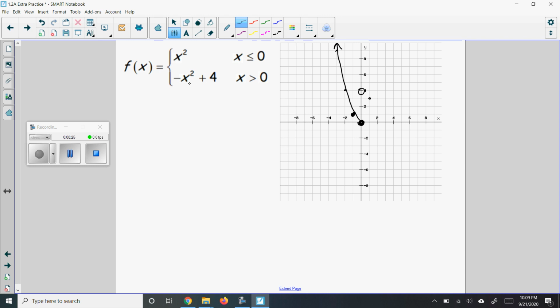Now let's pick a couple more numbers. If x is 2, we have 4. This makes it -4 plus 4 is 0. So 2, 0. And let's do one more. If x is 3, we have 3 squared is 9. This makes it -9. -9 plus 4 is -5. So we're down here. So this is going to look like that.